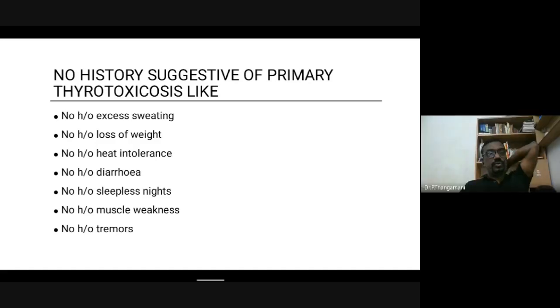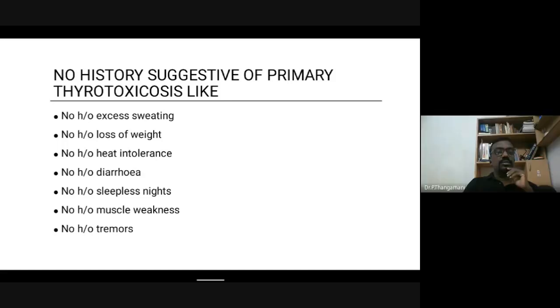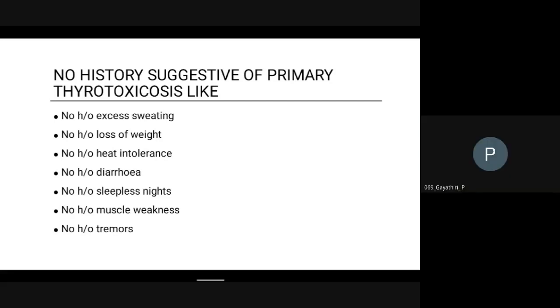No history suggestive of primary thyrotoxicosis: no history of excessive sweating, no weight loss, no heat intolerance, no diarrhea, no muscle weakness, and no tremor. You can avoid saying primary thyrotoxicosis, ma'am. You can say the patient does not complain of hyperfunction of thyroid. At this stage, you cannot differentiate primary thyrotoxicosis and secondary thyrotoxicosis so closely. So you say the patient does not give complaints of hyperthyroid functions. Very good.